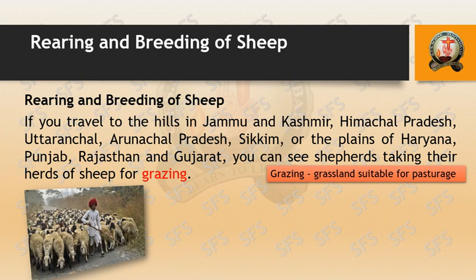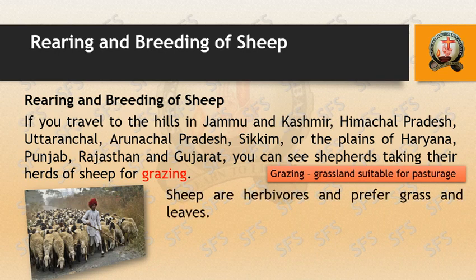What he has to do is grazing. So to do grazing, he takes a herd of sheep along with him for breeding. First step is grazing. Second, sheep are herbivores. As I told you already, herbivores means those animals which eat only food obtained from plants, and they prefer to eat only grass and leaves.